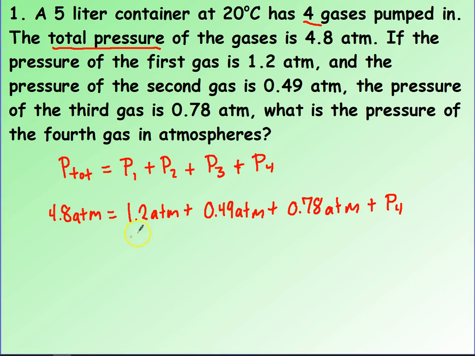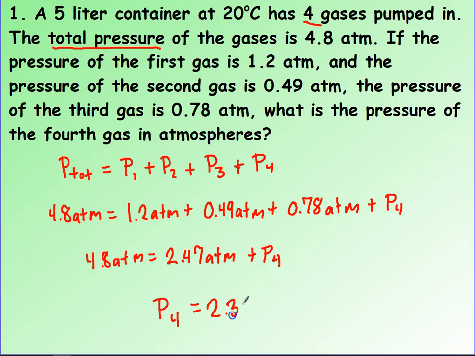So to calculate it, I can subtract 4.8 minus 1.2, 4.8 minus 0.49, 4.8 minus 0.78, or you can add them all up and then subtract at the end. Either way would be correct. So if I add them up, 4.8 atm is equal to 2.47 atm plus the pressure 4. I would subtract 2.47, and so the pressure of the final gas, whatever pressure 4 is, is 2.33 atm. And that's it. That's the answer.